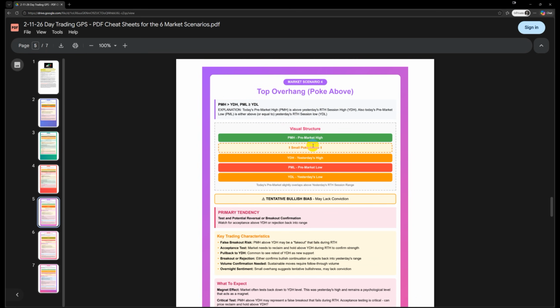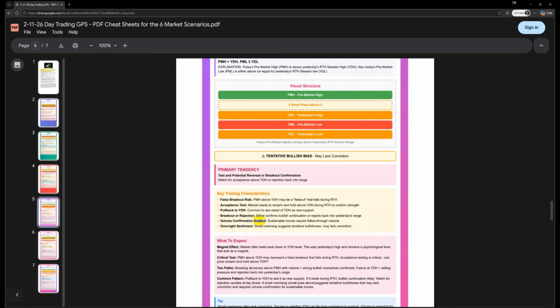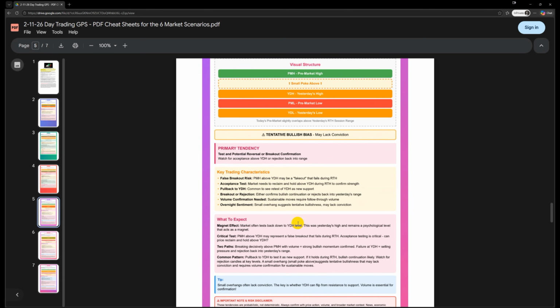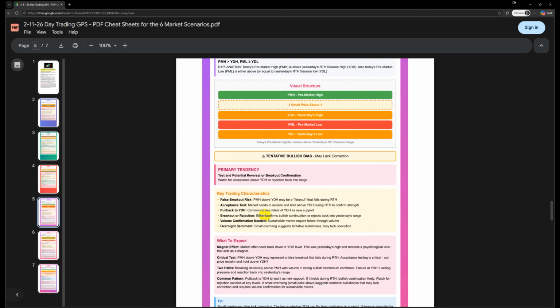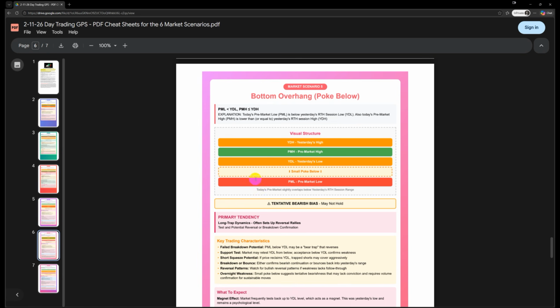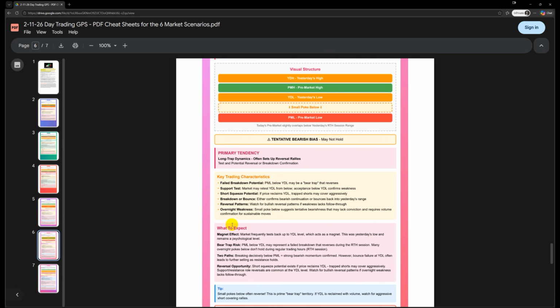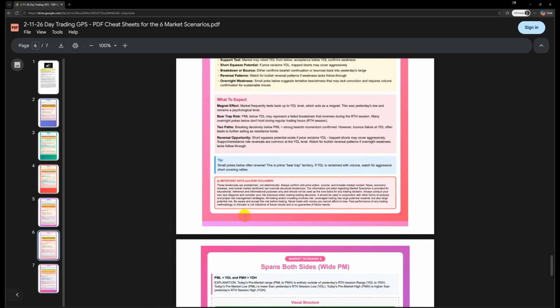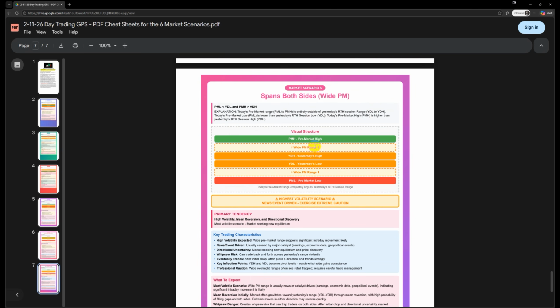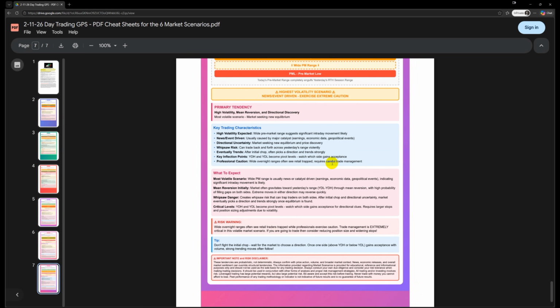Top overhang poke above, same thing, especially also giving some additional tips and what to expect, along with the primary tendencies and key trading characteristics. Bottom overhang poke below, same basic layout, also giving you what to expect and some tips. And then we have finally market scenario 6.